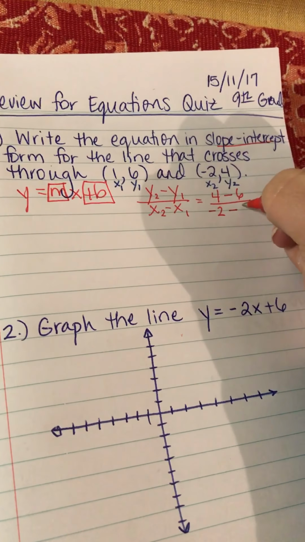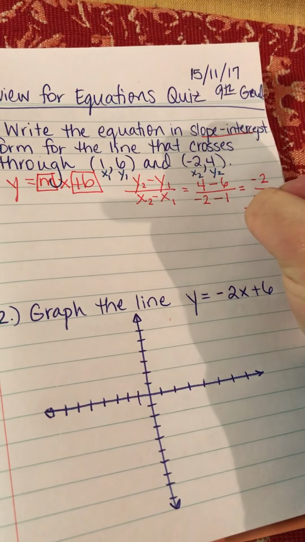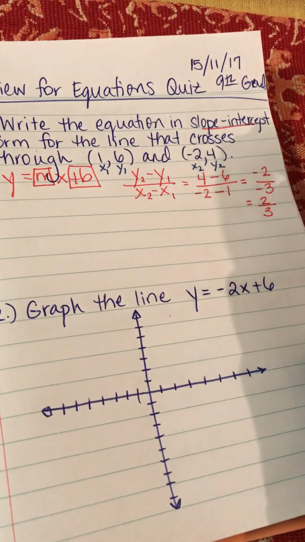Okay, 4 minus 6 is -2. -2 minus 1 is -3. -2 divided by -3 simplified would give us a positive 2/3. So this is my slope. And so I have the slope.